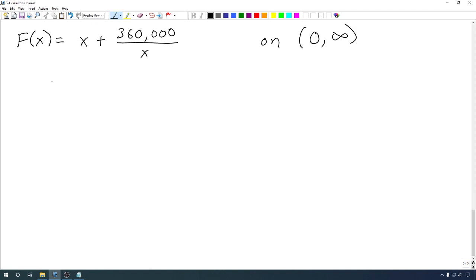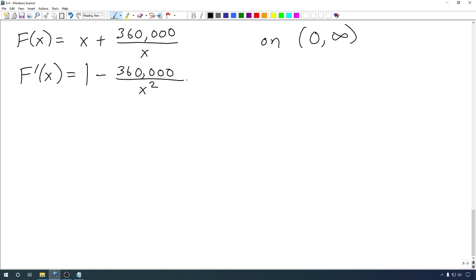Okay, so how do we minimize this function? Well, we differentiate it to look for critical points. That's our very first step. So the derivative of this thing, well, derivative of x is just 1. Derivative of something over x, well, keep in mind this is x to the minus 1 power. It might even be helpful to rewrite it that way if you want to. But with that minus 1 power, we pull out the minus, so we have a negative here. And then our new power, when we subtract 1 from negative 1, we get a negative 2. It's not going to affect the 360,000 that we have on top, but we will have an x squared on the bottom now.